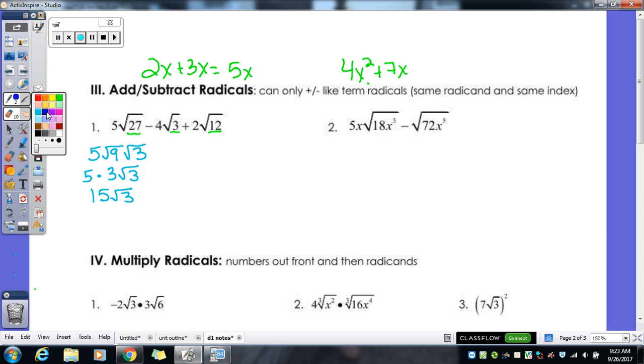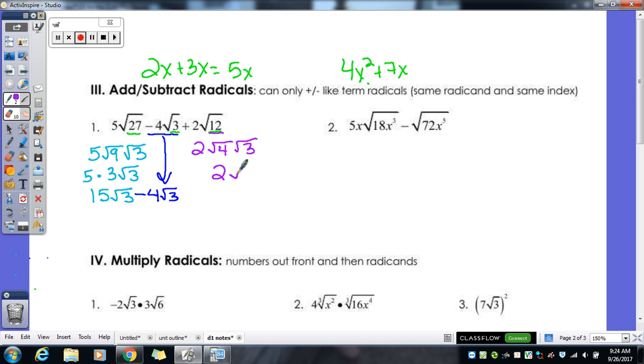Let's look at our next one. 4 radical 3. Well, I can't really simplify anything with that because for 3, there's no perfect square that goes into it. So that's going to stay as minus 4 radical 3. I'm just going to bring that down. So I just brought that one down there. Looking at the 12, yep, I know a perfect square that can go into 12. What is it? 4. So 4 and 3. So the square root of 4 is 2. And then times that other 2 that was already there, that gives us a 4 radical 3.